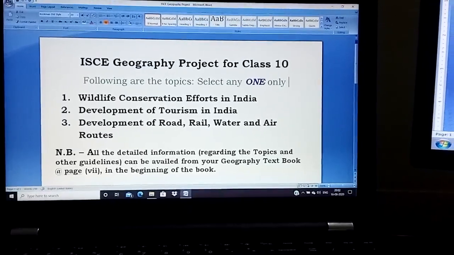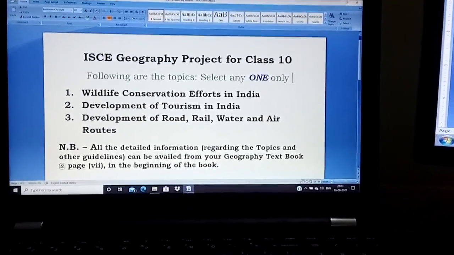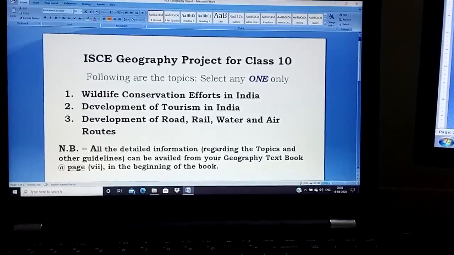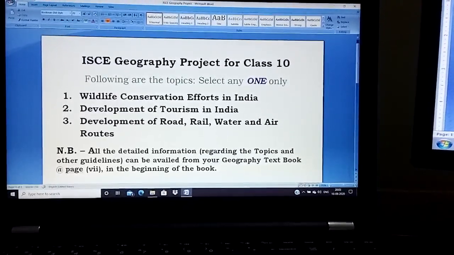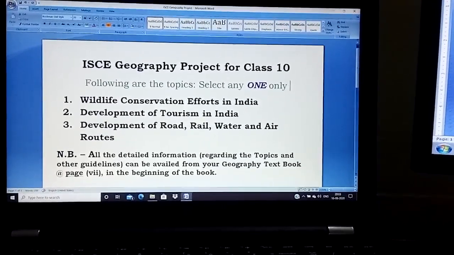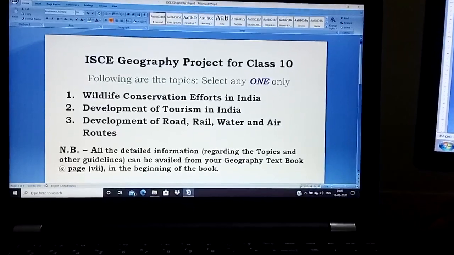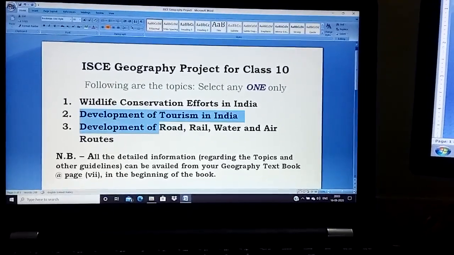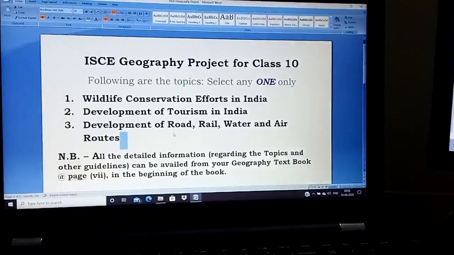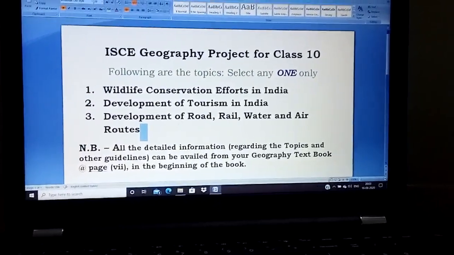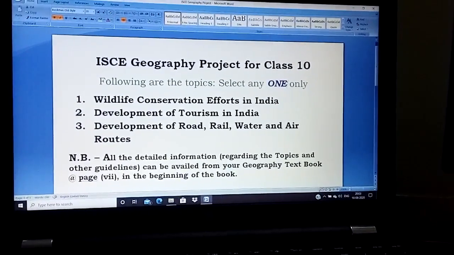First of all, you know that there are many topics, and from the book, rather, prescribed topics by the ICC board itself. It has been mentioned in the syllabus of your book itself, towards the beginning of your book, page number 7. We have picked up three topics. First one is wildlife conservation efforts in India. Secondly, the development of tourism in India. And the third one is development of road, rail, water and air routes. Remember, you are supposed to do only one topic.